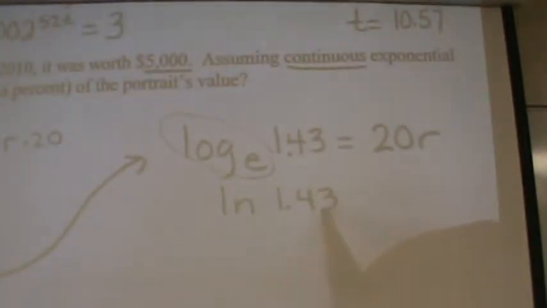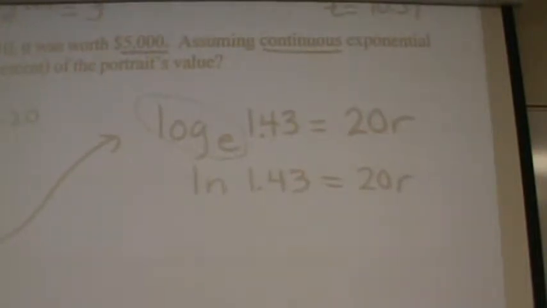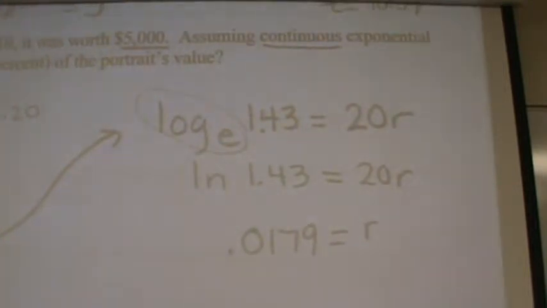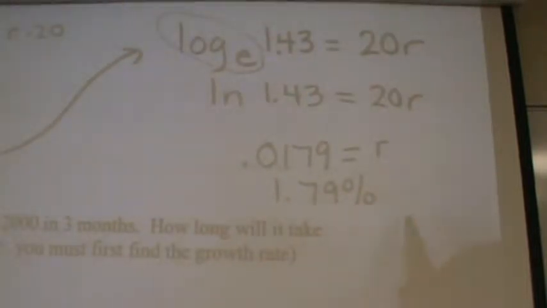ln 1.43, how do you finish this problem off? You type in ln 1.43 and then do what? Divide by 20. And I got r is 0.0179, but the question says round to the nearest tenth of a percent. So if we move this 2 places over, we get 1.79%, but they want the nearest tenth percent, so what are you gonna write? 1.8% would be the correct answer.